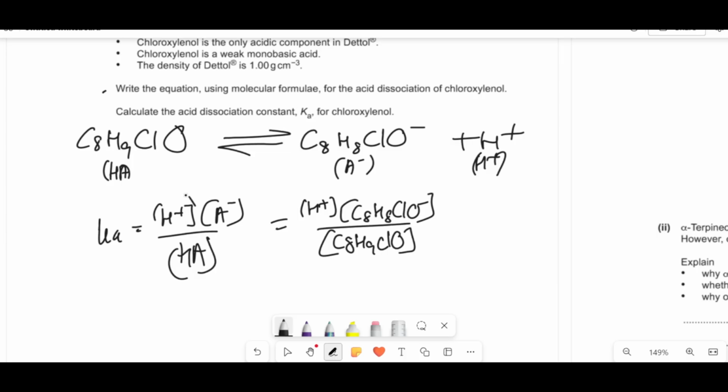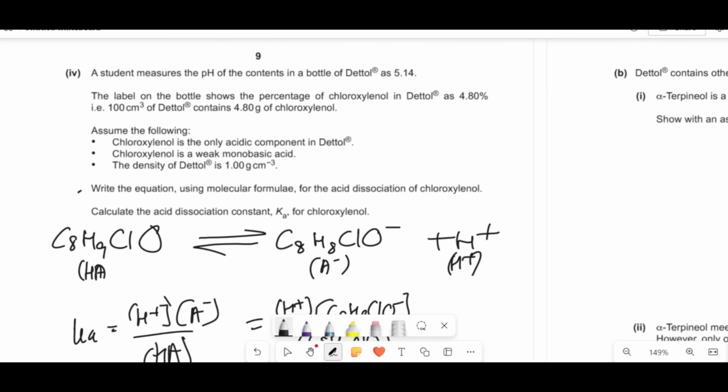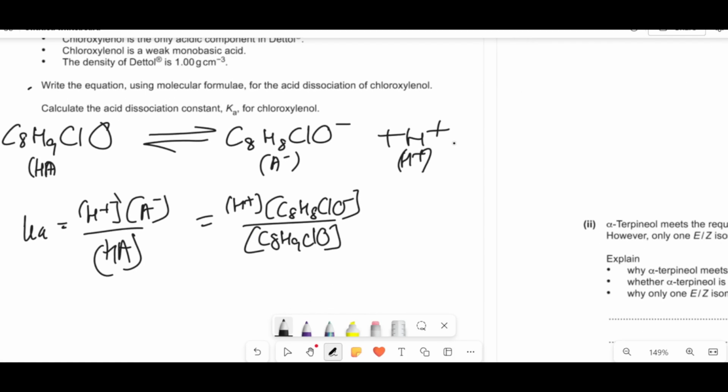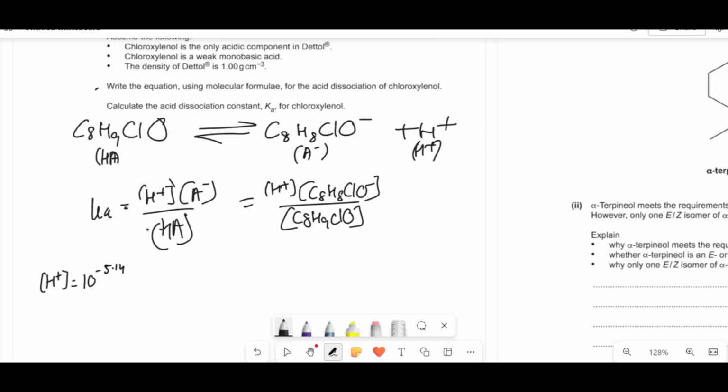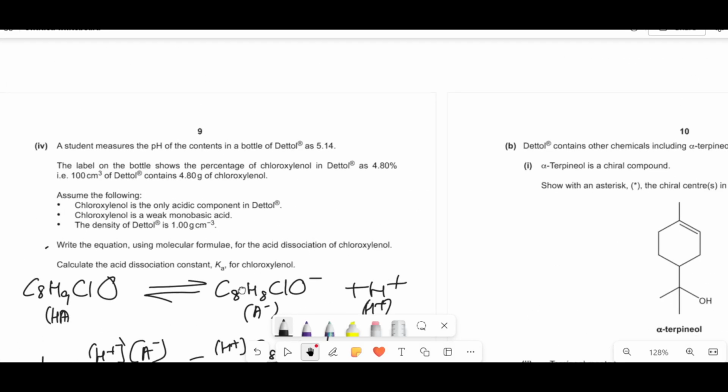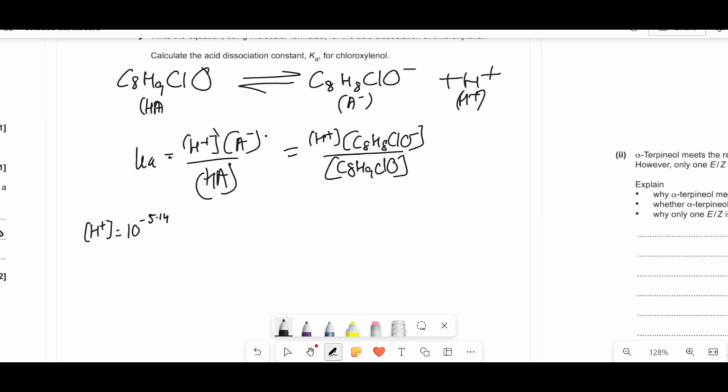Oh, cool. So if we want Ka, we need to work out a bunch of pieces of the puzzle. We need to find H+, A-, and HA. So if we have a look, what else have we got? This person's got the pH of this. So immediately we've figured out what H+ is, because H+ is just going to be 10 to the minus the pH, which was 5.14. We have one piece of the puzzle here. Now we need to figure out what HA is, or A-.